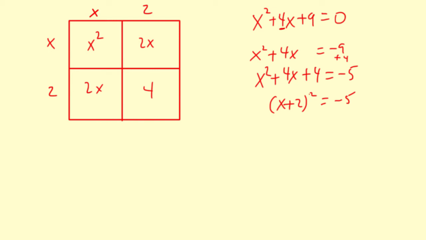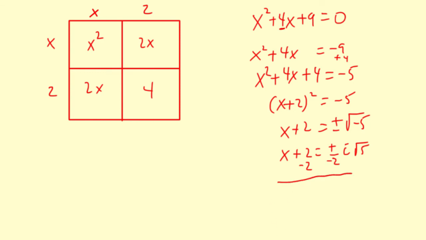If I square root this side, it's going to be x plus 2 equals plus or minus the square root of this side, which is negative 5. Well, looks like there's going to be complex numbers going on here. So x plus 2 equals plus or minus i square root of 5. To finish solving for x, I'm going to subtract 2 from both sides. So that's going to give me x equals negative 2 plus or minus i square root of 5.